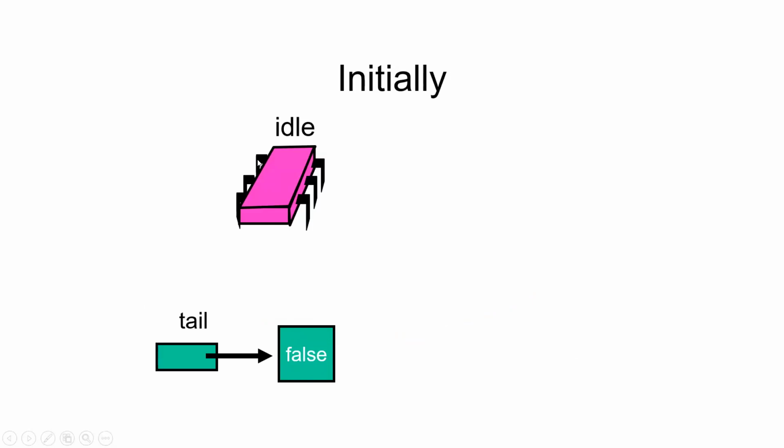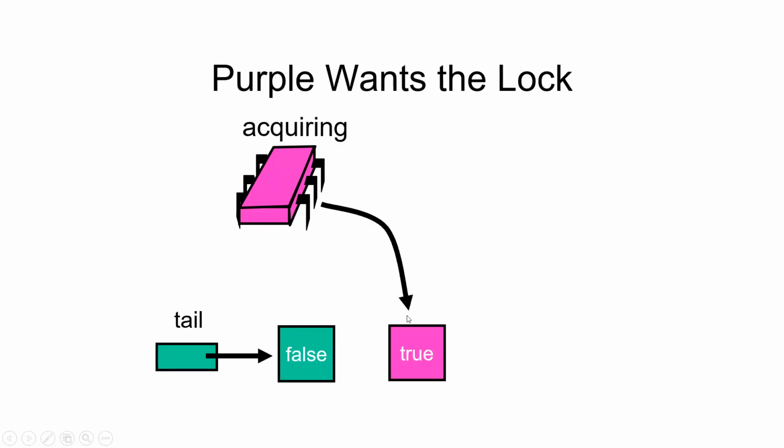Next, whenever this particular pink thread wants to enter into the critical section, it will create a record. This is a QNode object. So it is creating a QNode object with the value true. Next, after that, it will swap, meaning the tail will point to the true node, and this particular thread will spin on the false lock.